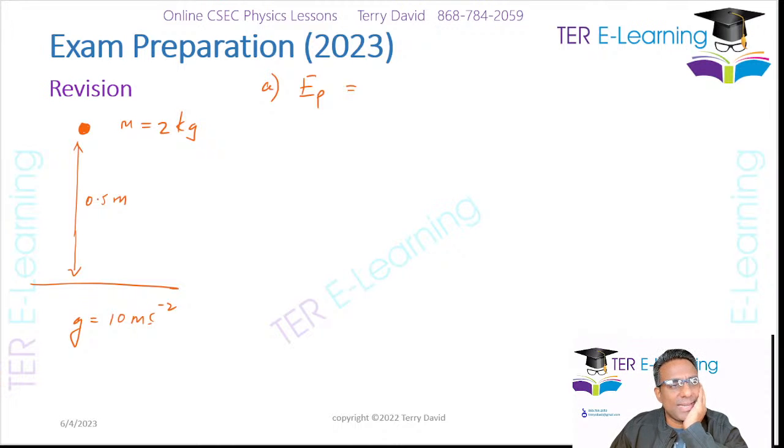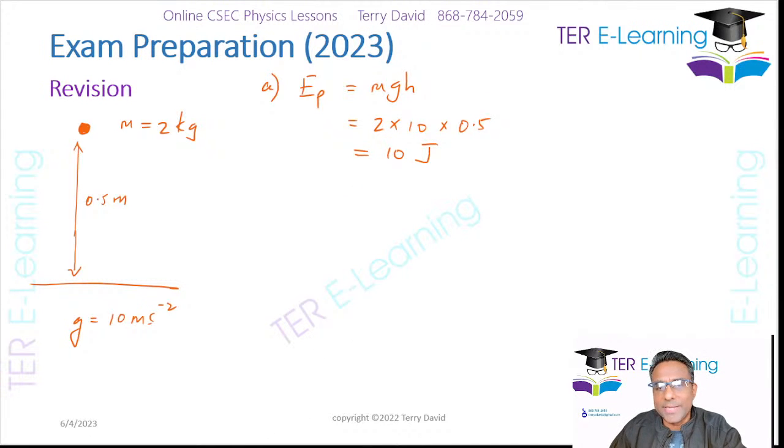What is the potential energy? I've seen a lot of people getting 10 as the answer. Let's see if that's really true. You all need to know your potential energy formula, which is simply mgh. The mass of the object here is 2 kilograms, multiplied by g, which is 10, multiplied by the height, which is 0.5. This gives 20 by 0.5, and you're going to get 10 joules. So that's the potential energy at that particular height.